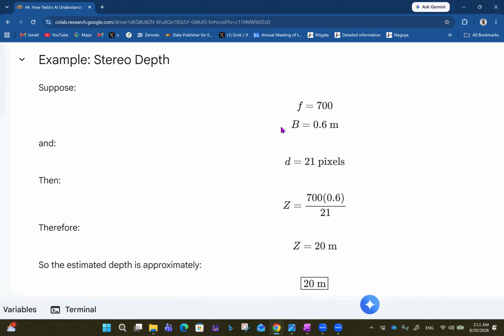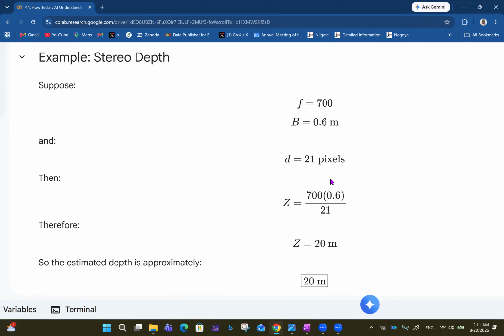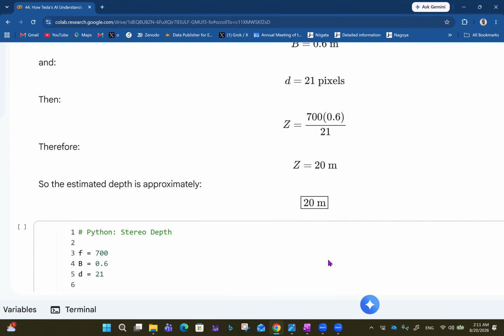Now suppose F is 700, B is 0.6 meters, and D is 21 pixels. Then, following the formula, Z is FB over D. So that's F 700 times B 0.6 over D 21, and that ends up giving us 20 meters. This 21 here, 7 here is 100. 7 here is 3, 3 here is 1, 3 here is 0.2. So that's 100 times 0.2. That's 20 meters again. So the estimated depth is approximately 20 meters.